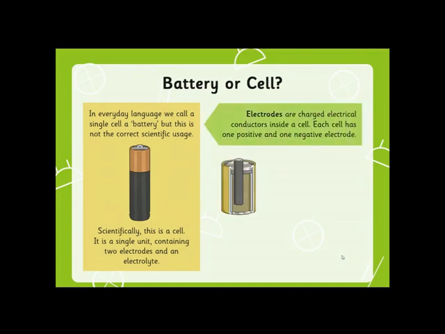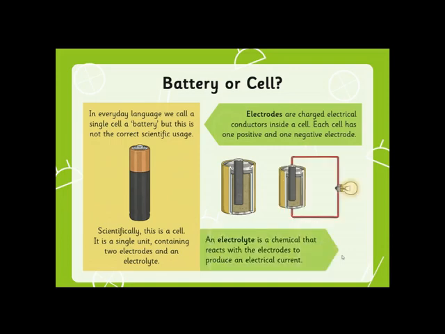Electrodes are charged electrical conductors inside a cell. Each cell has 1 positive and 1 negative electrode. An electrolyte is a chemical that reacts with the electrodes to produce an electric current.